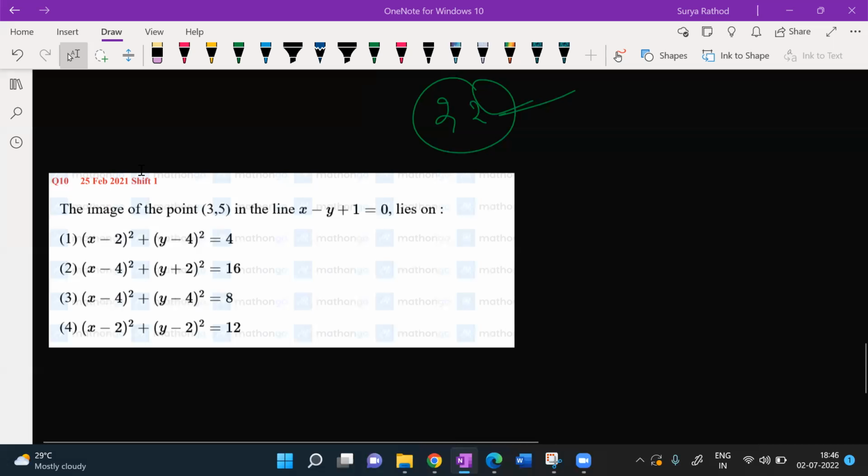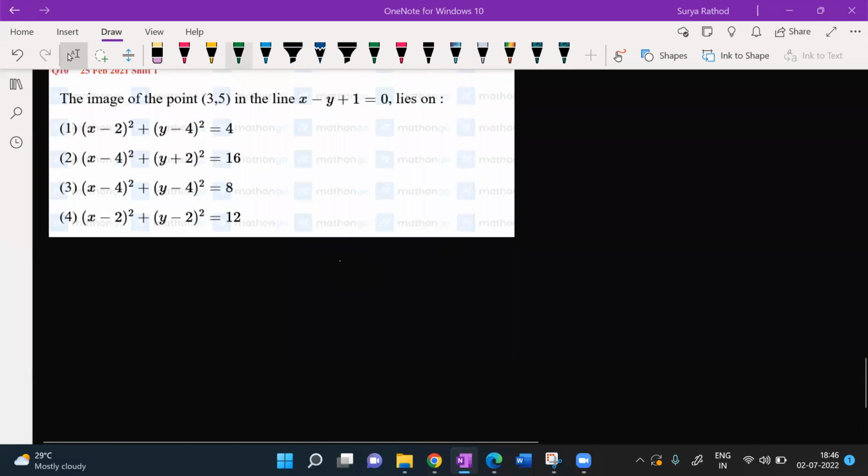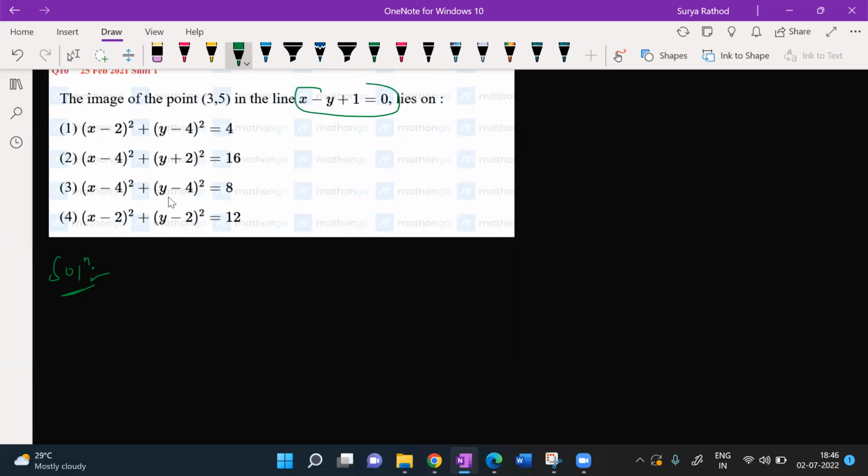Option A. Okay, let's see whether option A is correct or not. The image of the point 3 comma 5 in this line lies on that. Lies on which line?